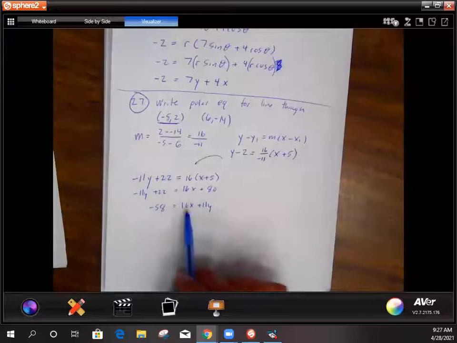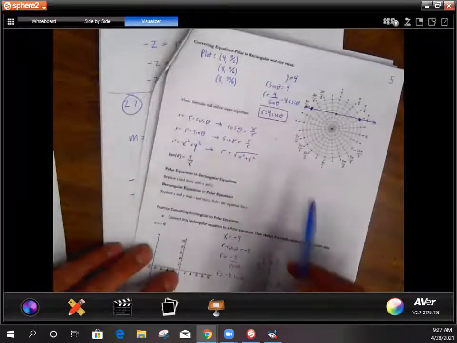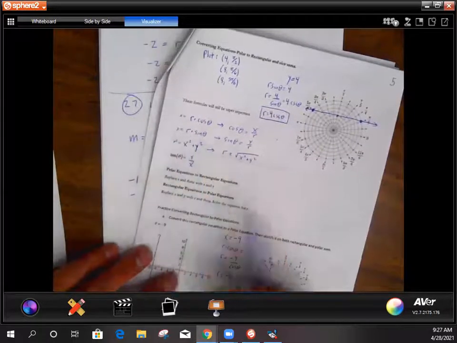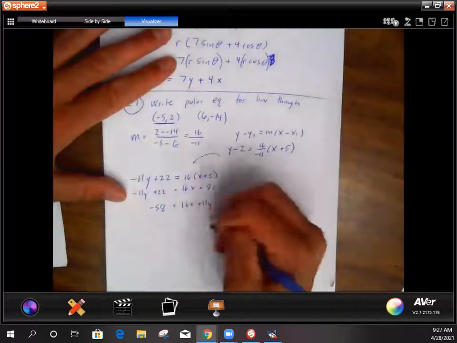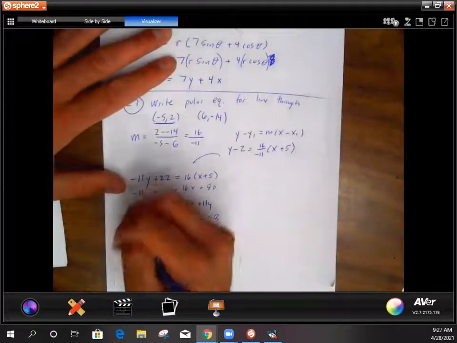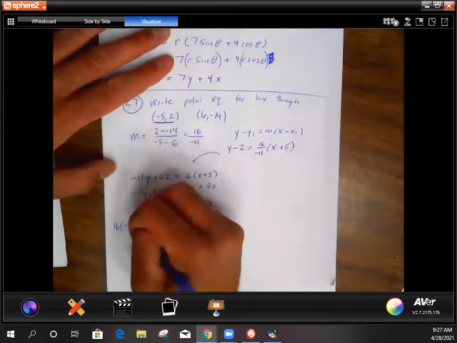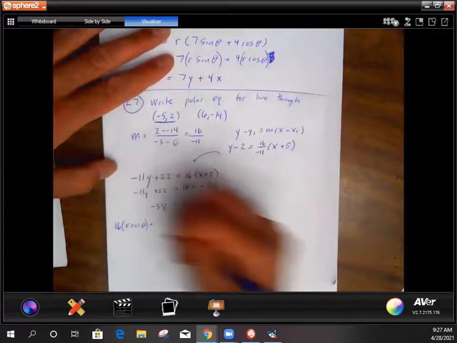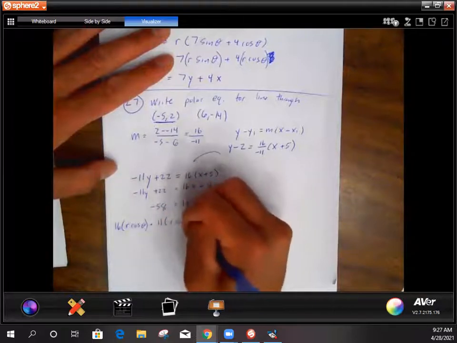So at this point, I can now use this, my holy grail for converting equations. I'm going to refer to this when I need to convert and plug in things that are equal. So for x, I'll plug in r cosine, and for y, I'll plug in r sine. So now I'm going to move the -58 to the other side. So I have 16 times x, which is equal to r cosine of theta, plus 11 times y, which is equal to r sine of theta.